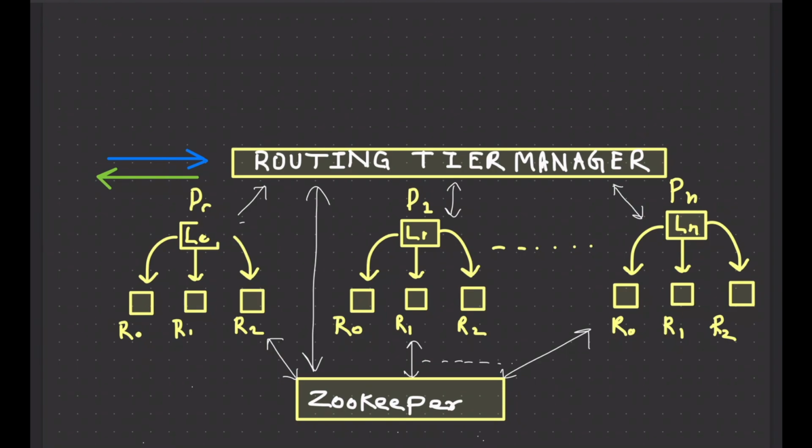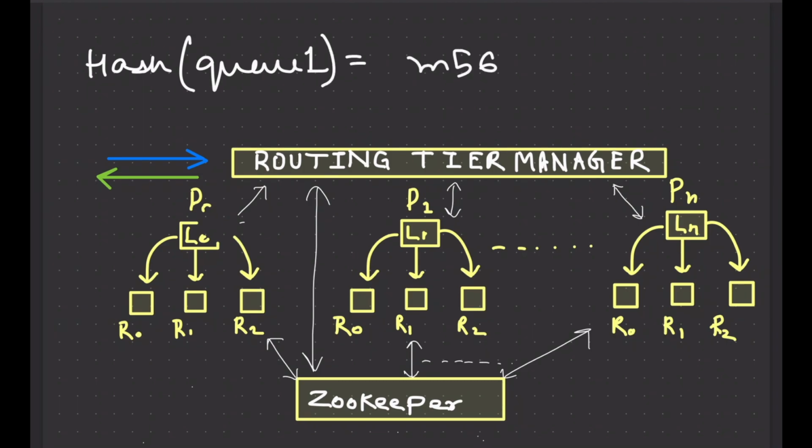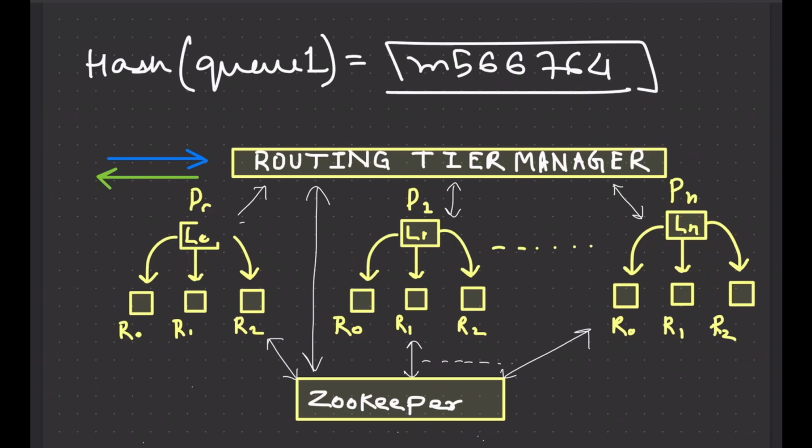So suppose we have a queue by the name q1, we're going to generate the hash of it, which is going to give us some random hash value like MD6674, right? So this is going to be the hash value of this particular queue name, and this routing tier manager, after generating this, would then have a look at which partition that would be stored in.